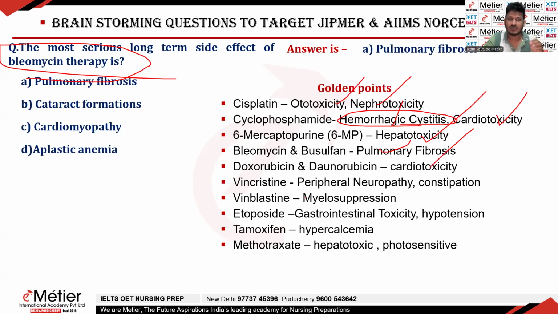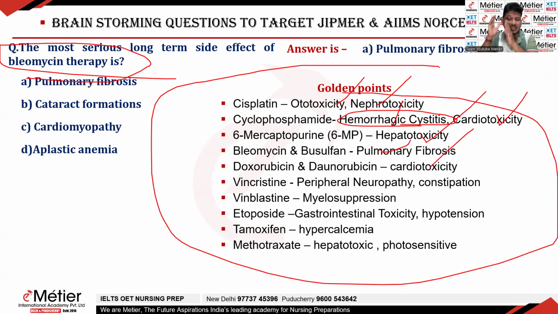Doxorubicin, cardiotoxicity. Vincristine, peripheral neuropathy and constipation. Vinblastine, myelosuppression. In all the chemotherapy drugs, myelosuppression will be there. Etoposide, gastrointestinal toxicity and hypotension. Tamoxifen, hypercalcemia. Methotrexate, hepatotoxicity and photosensitivity. All these things are memory based. Take a separate paper and write each and everything. Okay, fine guys. So most of the questions we have discussed are related to oncology.